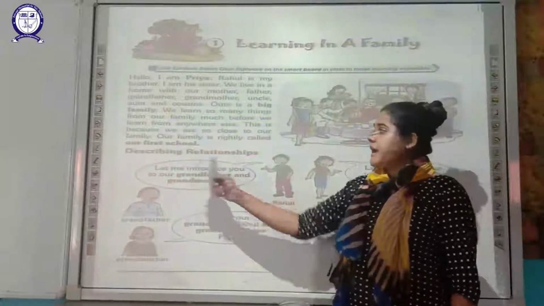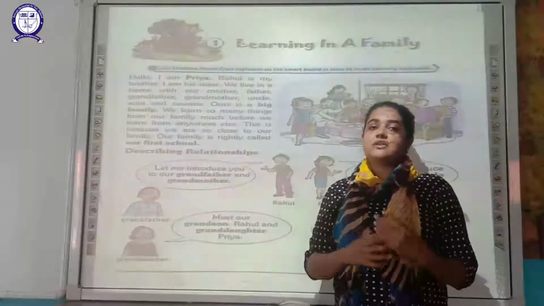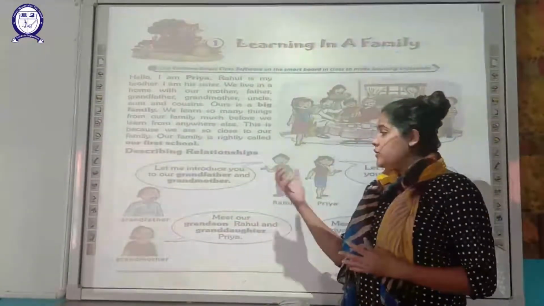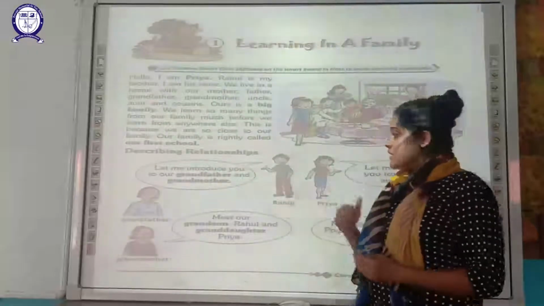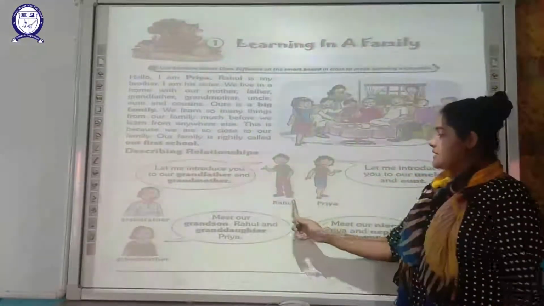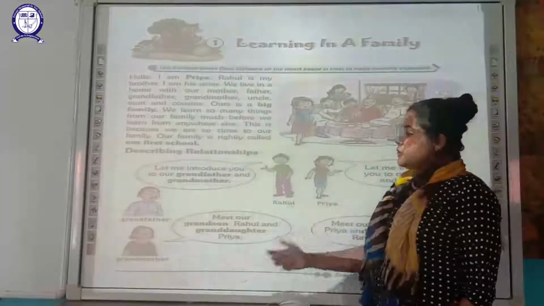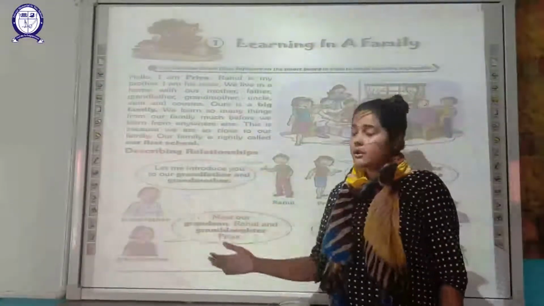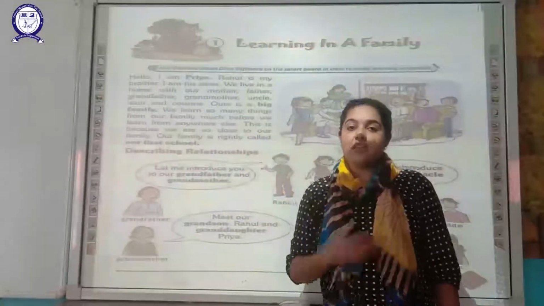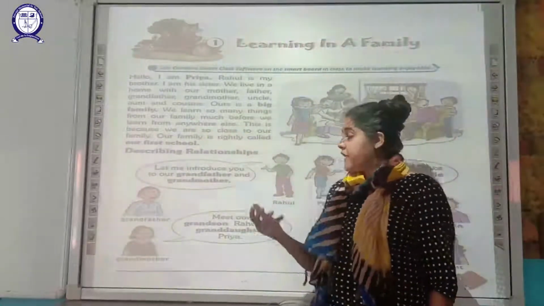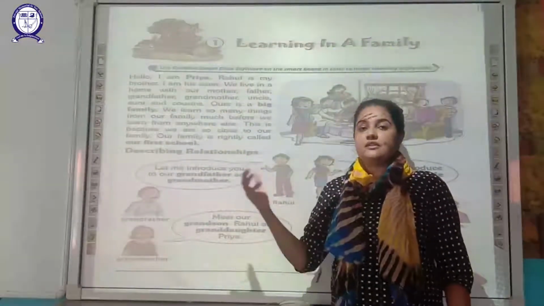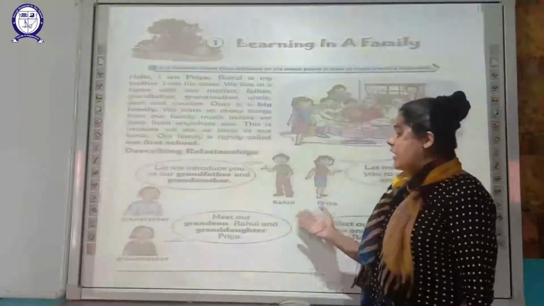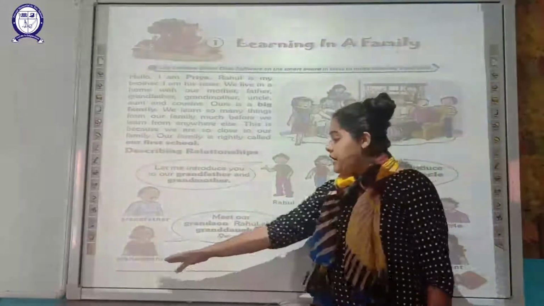Next topic is describing relationship. As you know, you are related to many of your relatives and family members, so you share a certain kind of relationship with them. Similarly, here we have to discuss that Rahul and Priya are related to their grandparents, their grandfather and grandmother. So Rahul's father's father will be considered his grandfather. Similarly, you can relate it to your own grandfather. That means your father's father will be considered your grandfather, and your father's mother will be your grandmother, the way Rahul is related to his grandmother.